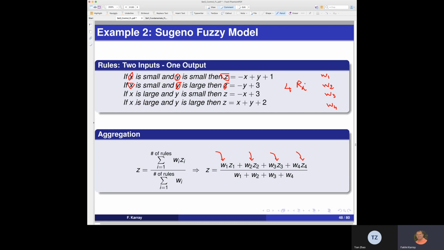And this could apply to any value of X. So X here could be any value, Y could be any value, and for each pair of X and Y we obtain a value for Z, because we have the Z1, Z2, Z3, and Z4, which are extracted from this particular type of representation. So this is one way of computing the Sugeno fuzzy model.